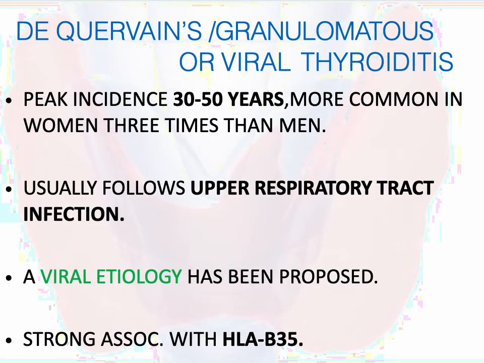De Quervain's thyroiditis. This is viral thyroiditis or granulomatous thyroiditis. Peak incidence 30 to 50 years, more common in women, usually follows upper respiratory tract infection. A viral etiology has been proposed, with a strong association with HLA-B35. So you have to remember this, right? HLA-B35.